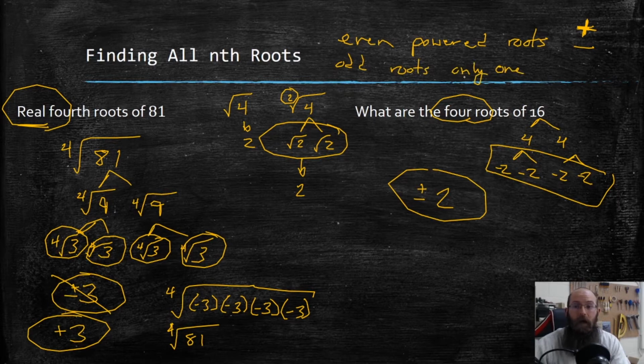Odd roots only have 1 solution. So we'll get to examples of that, but it is important to note there's only 1 if it's an odd root. It couldn't be positive and negative. It has to be positive or negative. But again, you'll see that in some of our next examples.